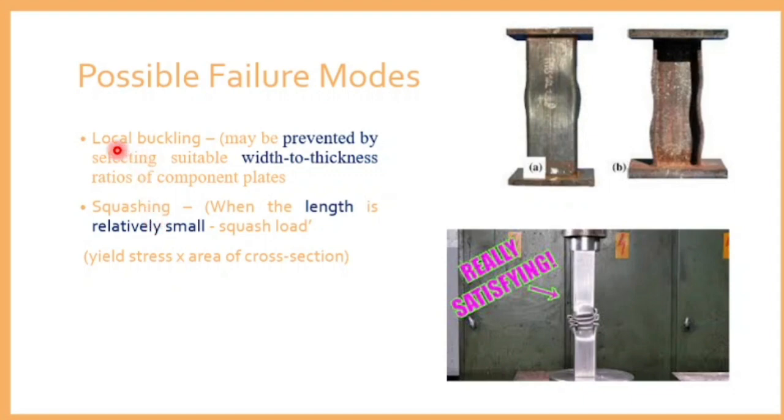Now, how to eliminate buckling? If you are thinking that my column should not even buckle, then what you should do is the width to thickness ratio should be changed. If you are designing your column and it is buckling, you have to give the solution. What can you change? The width to thickness ratio. You have to increase the thickness. If you increase the thickness of the member, then you can reduce the buckling.